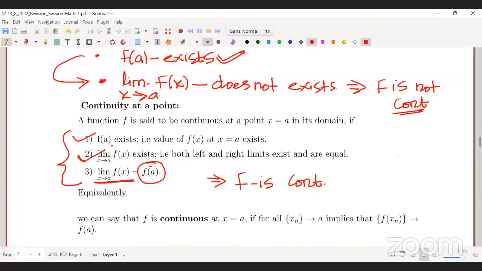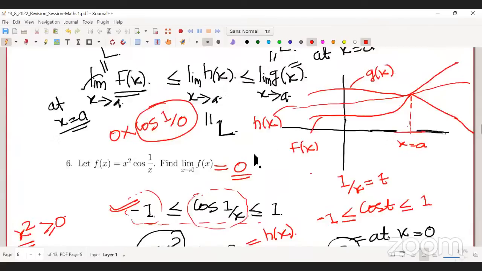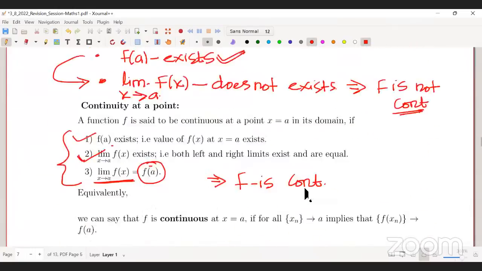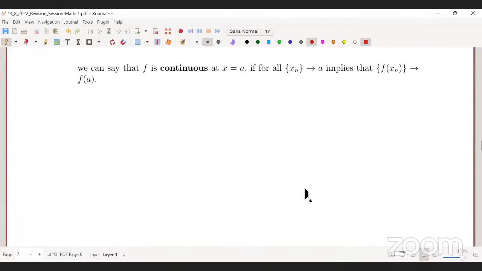So it depends, like you can define your function according to yourself, right? You can define a function according to yourself. I'll come to that. Let me take one example. So this was just for the theoretical aspect, right? Yes, sir.